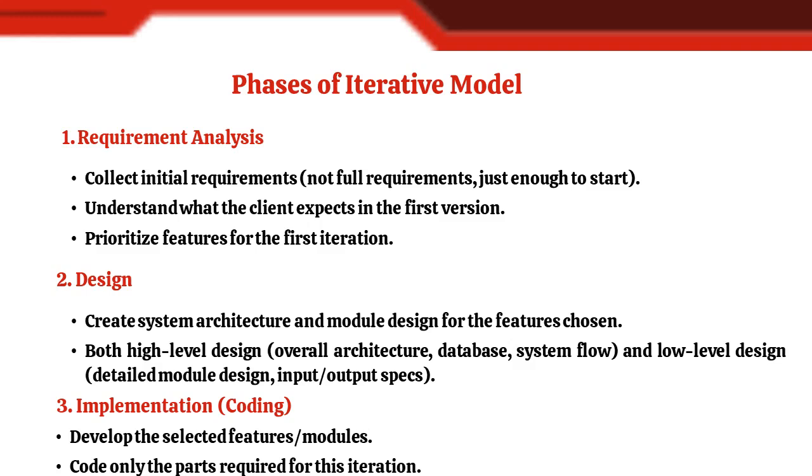The third phase is implementation or coding. Developers build the selected features or modules for this iteration. Only the parts required for the current iteration are coded, keeping development focused and manageable. After coding, the iteration moves to testing to ensure everything works correctly before the next cycle.